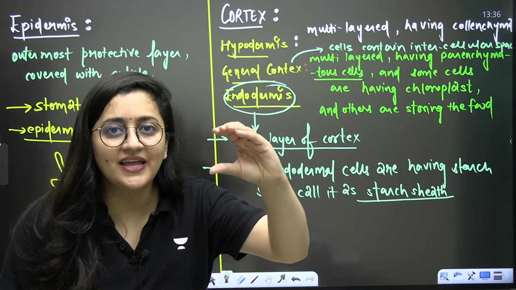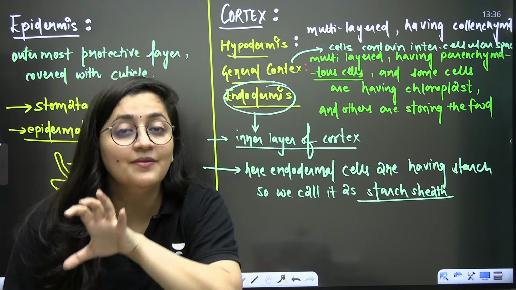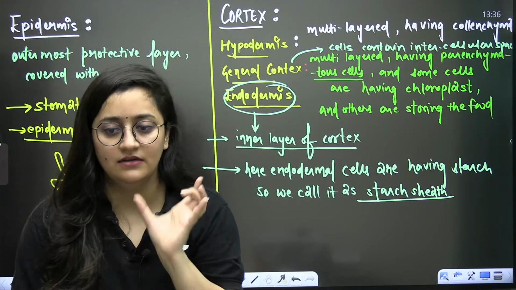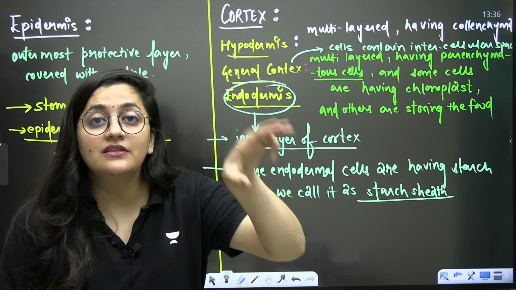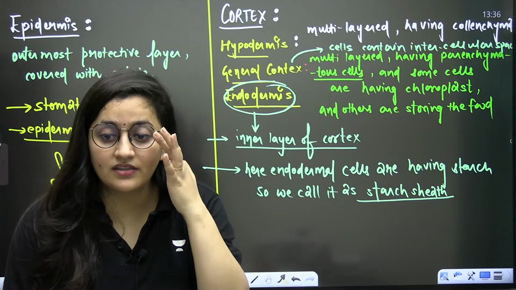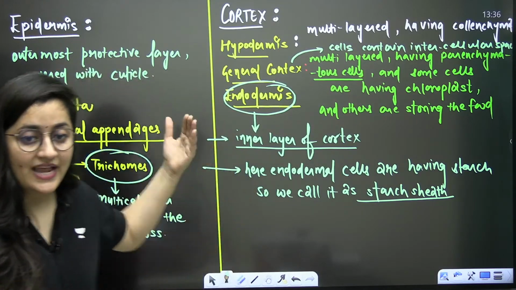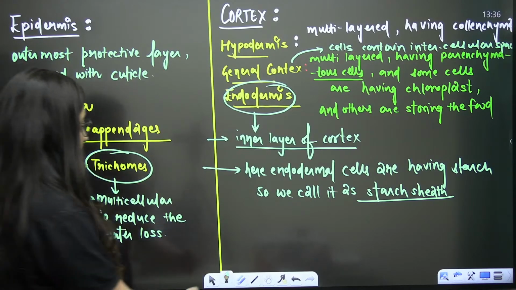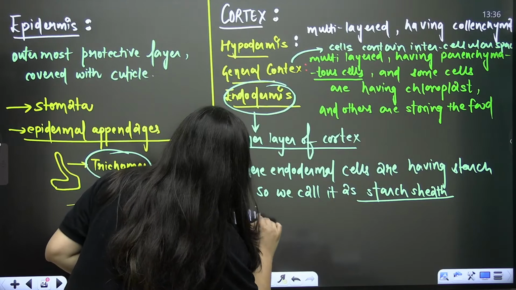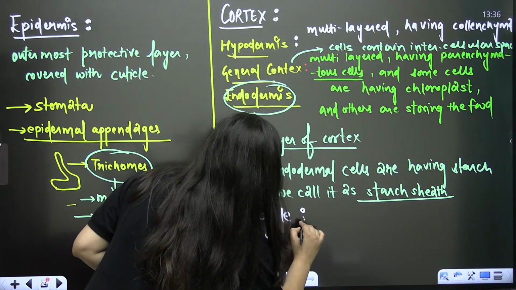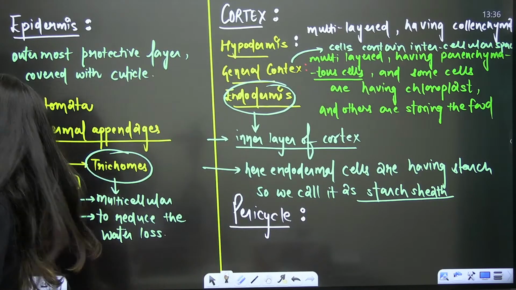Next to the endodermis will be the pericycle. You know that the pericycle, vascular bundle and pith make up the stele. So next to the endodermis is the pericycle. Please note down, students. Now just look at this diagram.